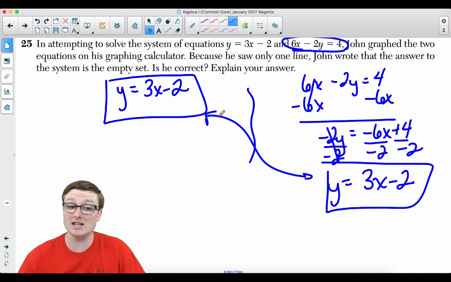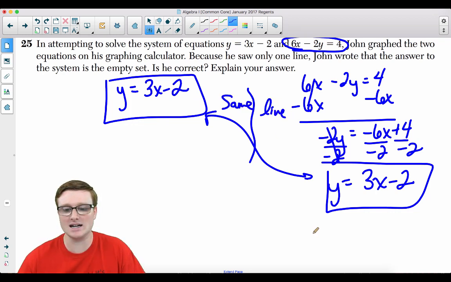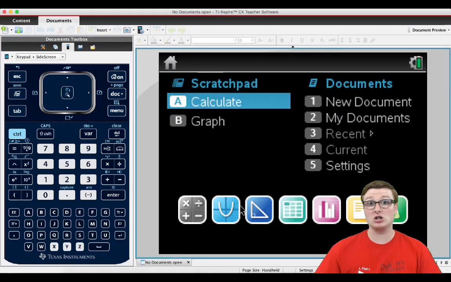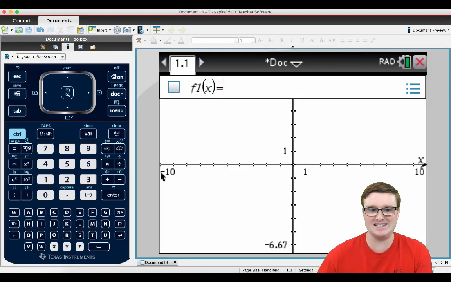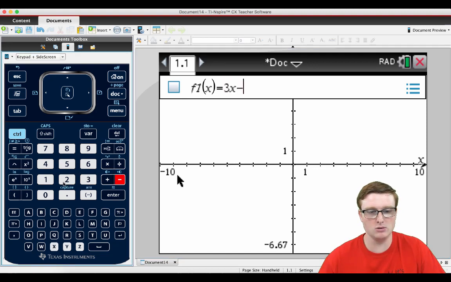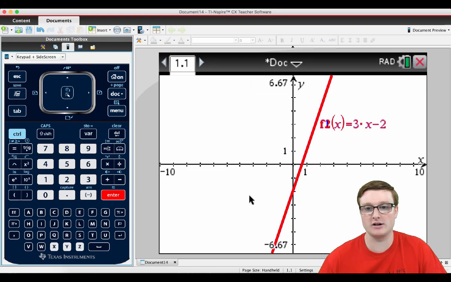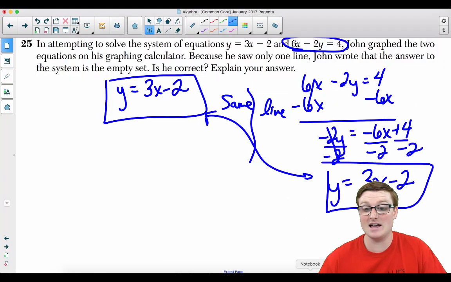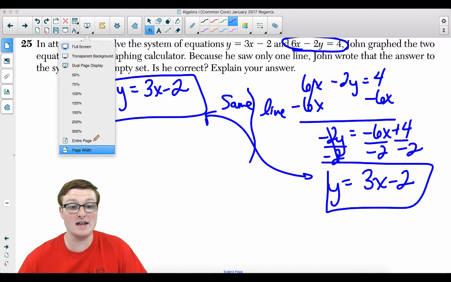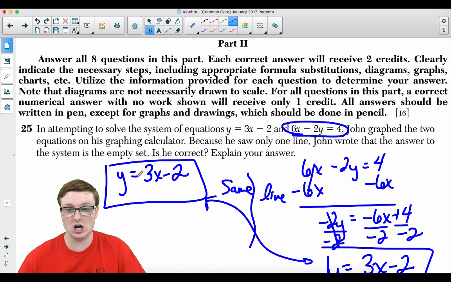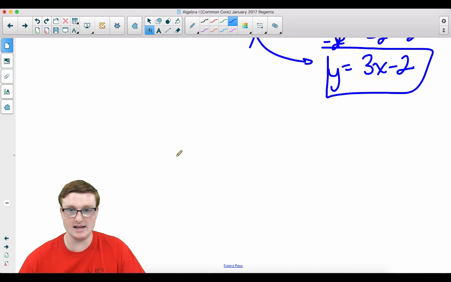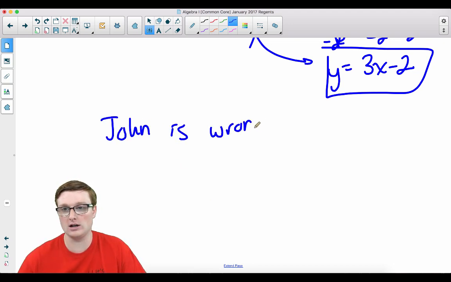So, John said that it's an empty set. He's incorrect because this is the same line. So, of course, he's not going to see it. Now, listen, if he had a colored calculator, that'd be awesome. He could kind of see it. If you graph 3x minus 2, it's a blue line. And then if you graph it again, 3x minus 2, it's a red line. It's overlapping each other. These show infinite solutions. So when John says that there's no solutions, we're going to say, nope. John, you're wrong.